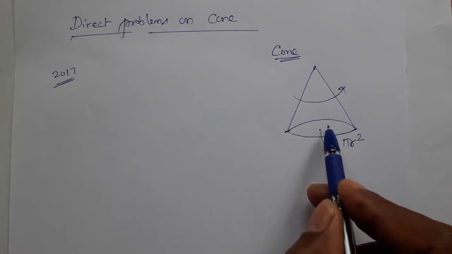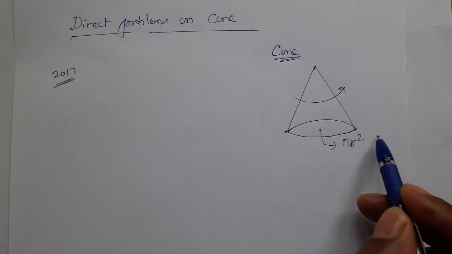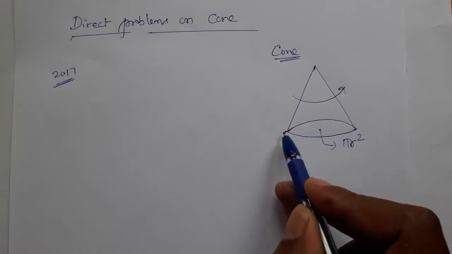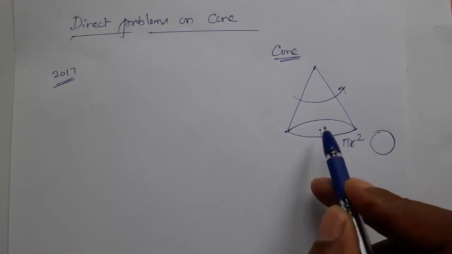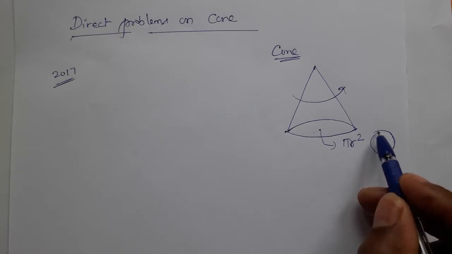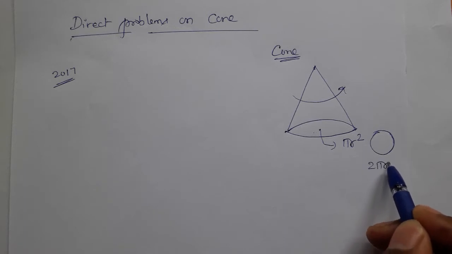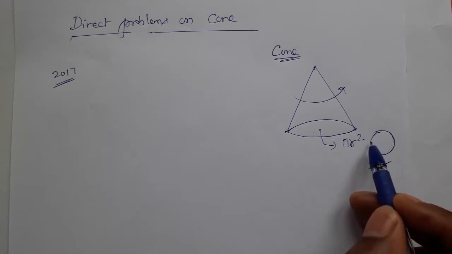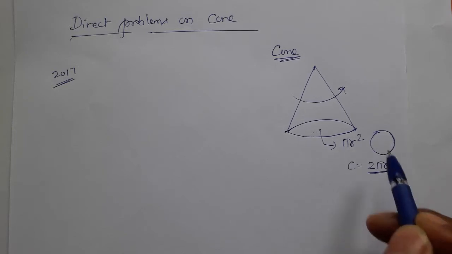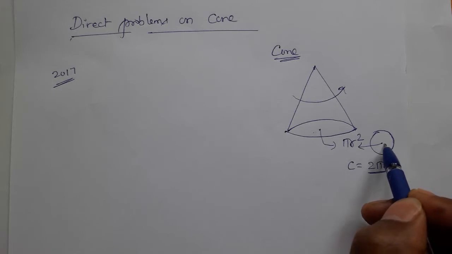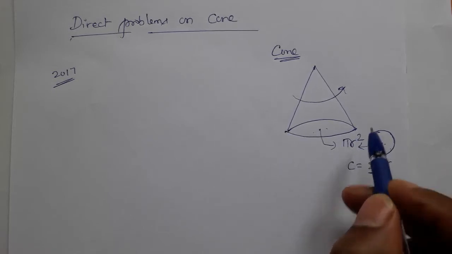Area of base is pi r square, and then the circumference of this ring. This ring looks like an ellipse, but actually the ring is in the shape of a circle at the base of the cone, that's why its circumference is 2 pi r. Remember, the circumference is just this ring. C is 2 pi r. And the area of this is pi r square.